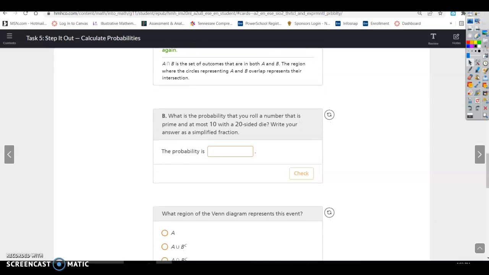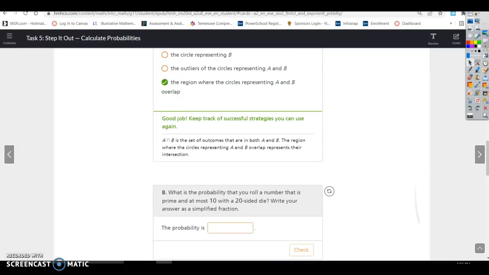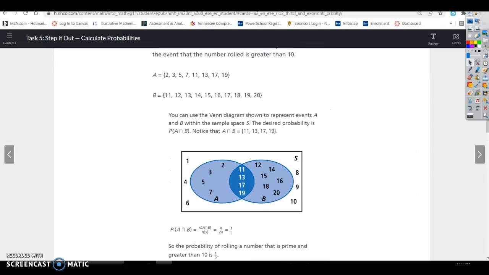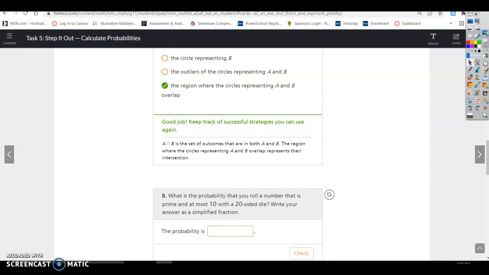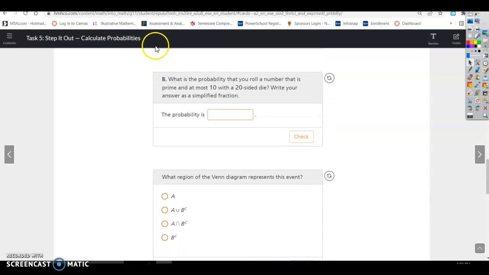All right, what is the probability that you roll a number that is prime and at most 10 with a 20-sided die? Write your answer as a simplified fraction. All right, so if we go back up, we're looking for a number that is prime and at most 10. So we know that these are our prime numbers. So we got 1, 2, 3, 4. This one is above 10. So we've got 4 that are prime and at most 10. So 4 out of 20 reduces to 1/5.